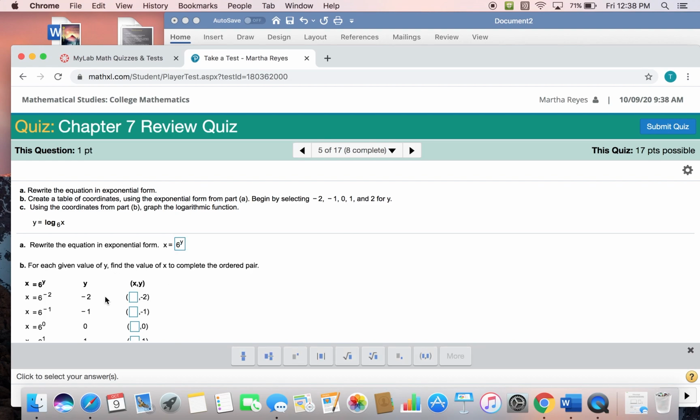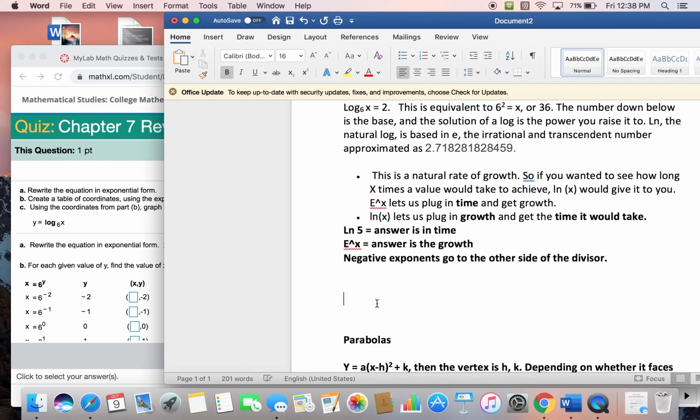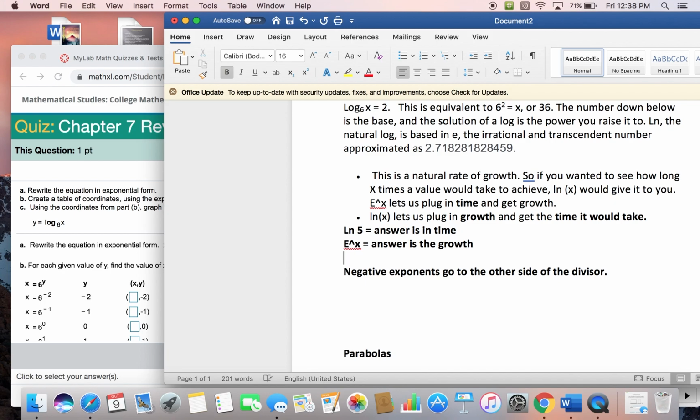One of the things that I want to show you is how to easily manipulate exponents. Exponents are easy to manipulate. If you have something to a power and you have a negative, for example, I had 6 to the negative 2 power. That is the same as 1 over 6 squared, which I'm just going to make 36.